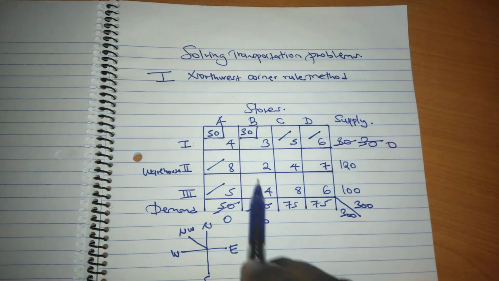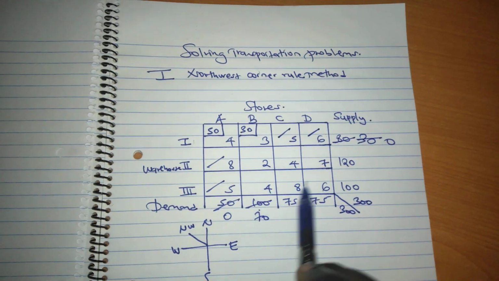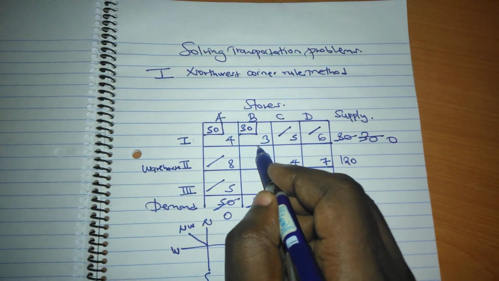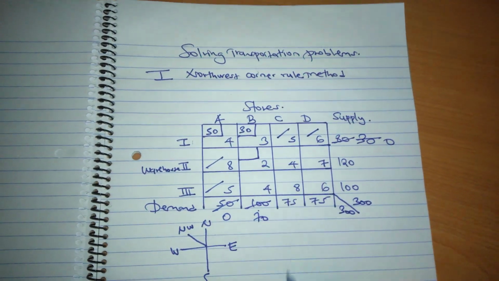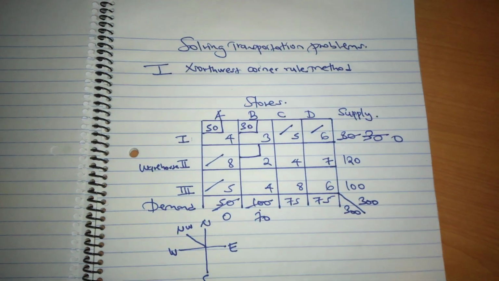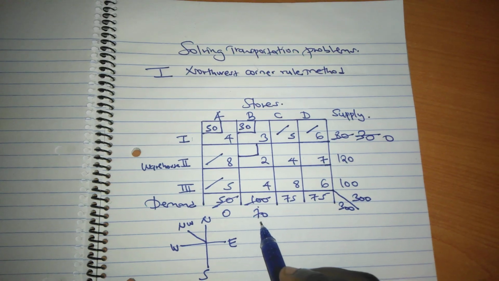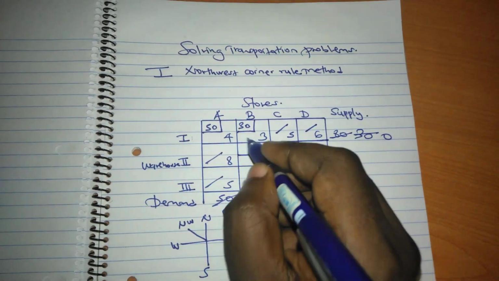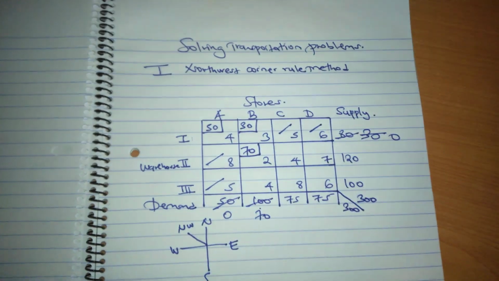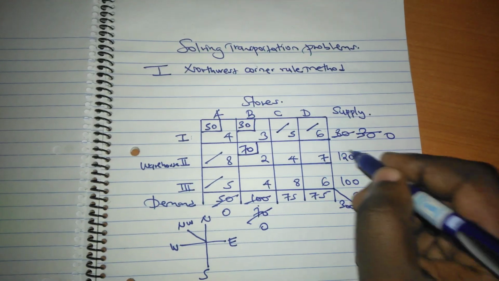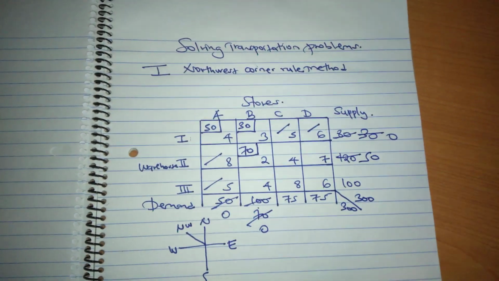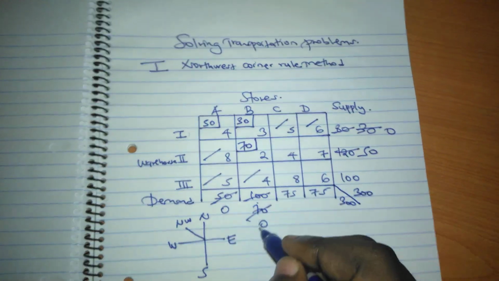Now we are remaining with this portion. Our northwest should be there. We allocate as much as possible to that particular cell. There's a 70 and a 120. The most you can allocate in that cell is 70. We have 0 here, and this will be 50. Since you have a 0 here, we close that cell.